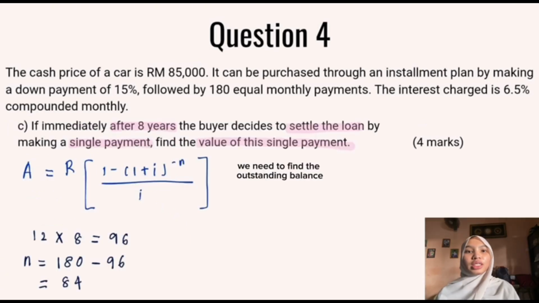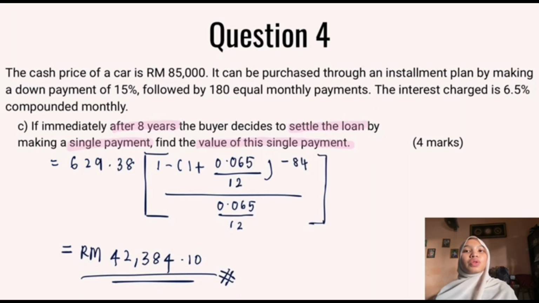So next is question C. After 8 years, the buyer decides to settle the loan by making a single payment. So we need to find the value of this single payment. We will use the annuity formula, A equals R times 1 minus (1 plus i) to the power of negative n, over i. The n given is 180, but question C says after 8 years, so we calculate 8 years times 12 months, which is 96 months, and the new n will be 180 minus 96, which is 84 months.